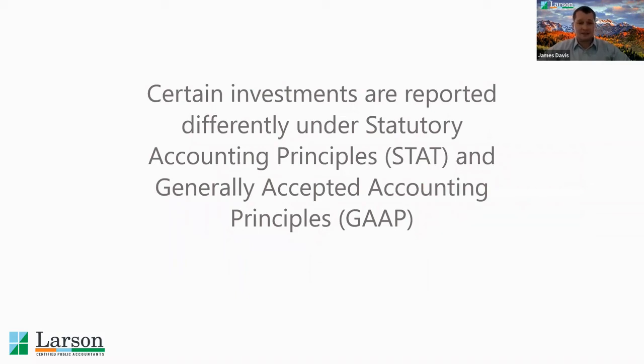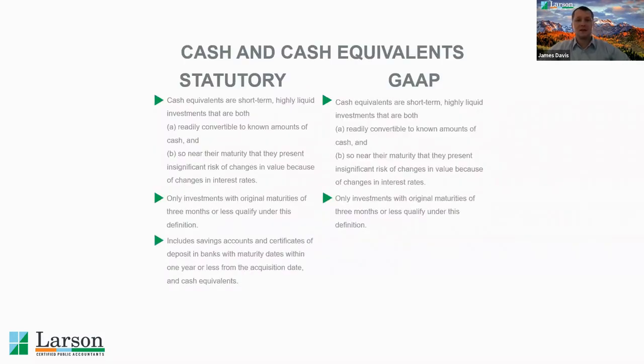We discussed that certain investments are reported differently under statutory accounting principles and generally accepted accounting principles. Statutory, we use "stat" in the workplace, and GAAP is a common abbreviation for generally accepted accounting principles. To highlight some of the differences between statutory and GAAP, we're going to discuss how investments are treated differently in each. For cash and cash equivalents, generally, it's the same between statutory and GAAP, except for one additional classification or type of investment is included in cash and cash equivalents under statutory.